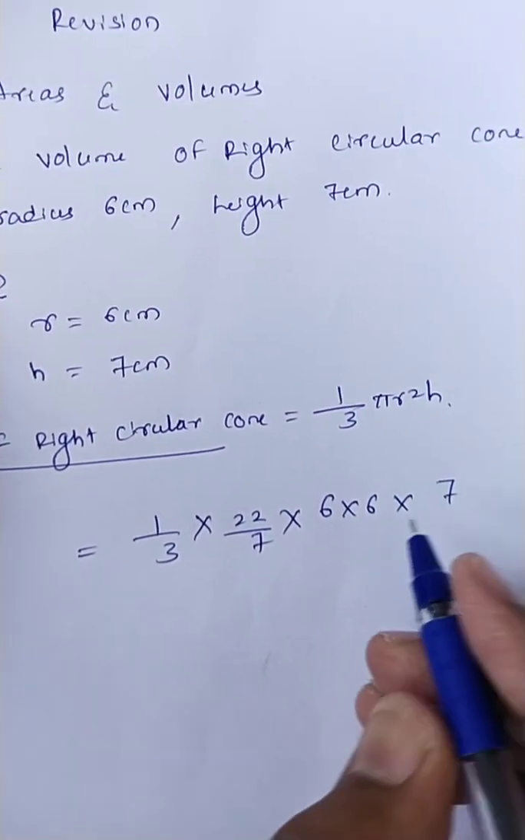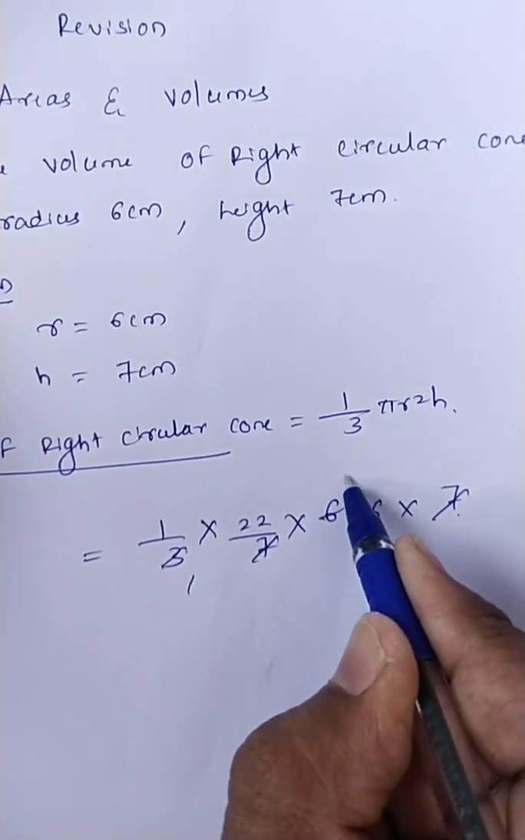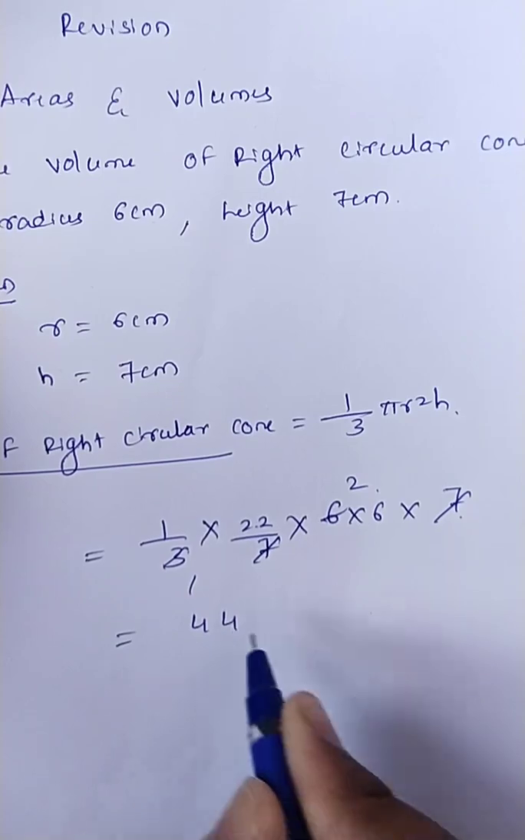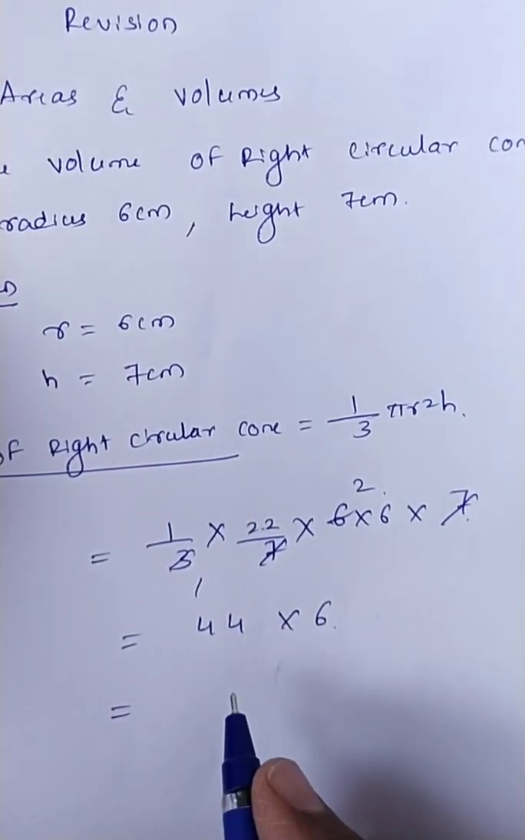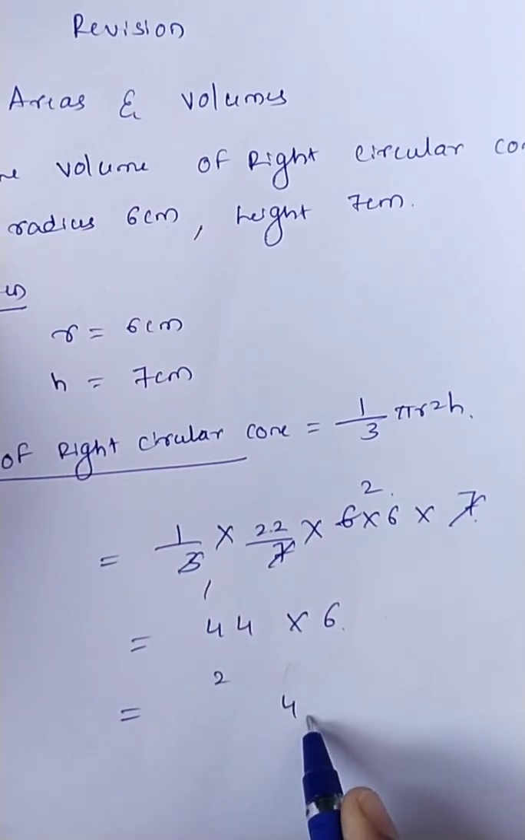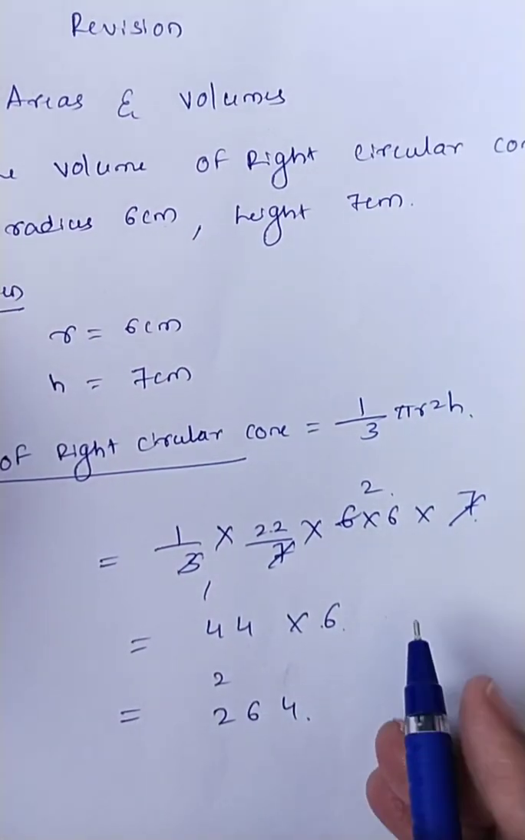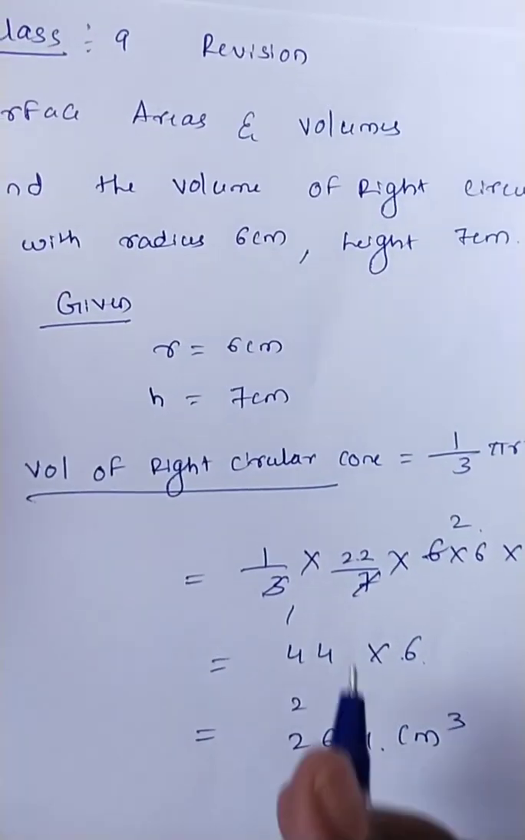See here, this 7 gets cancelled. 3 ones are 3, 3 twos are 6. So 22 into 2 is 44, into 6: 6 fours are 24, plus 2, that is 26. It's 264 centimeter cube.